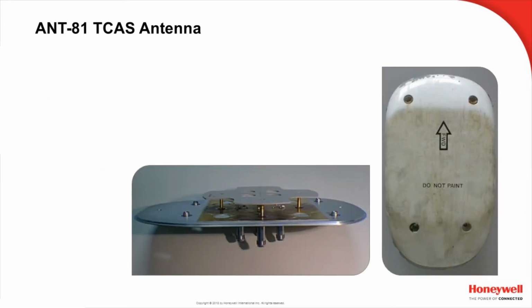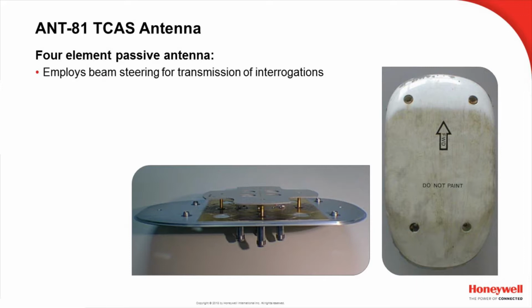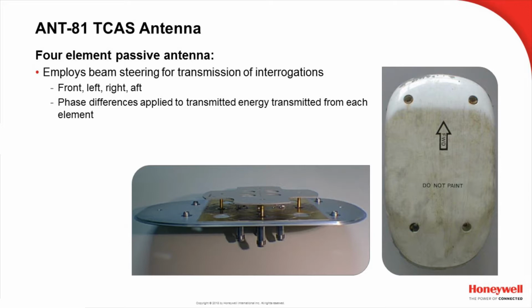Okay, so getting more into the system maintenance aspect, I want to talk about the TCAS antenna. Now this is a special antenna because inside we actually have 4 individual antenna elements. And we use the 4 antenna element scheme during transmission to allow beam steering of the TCAS interrogation. So during the interrogation sequence, we can focus energy to the front quadrant, to the left, right, and to the aft on both the top and bottom antennas. And we do this by applying phase differences to each of these 4 elements during the interrogation transmit.